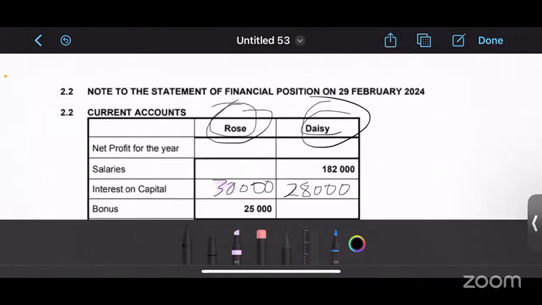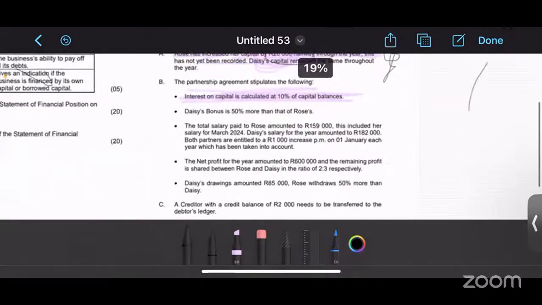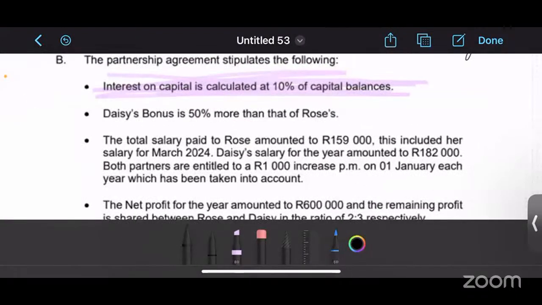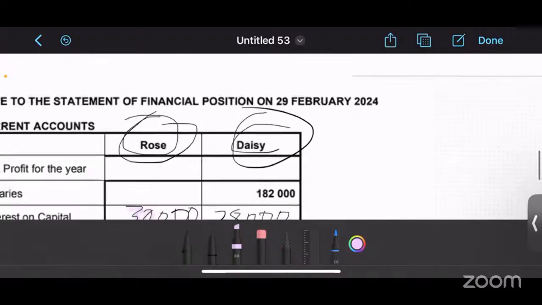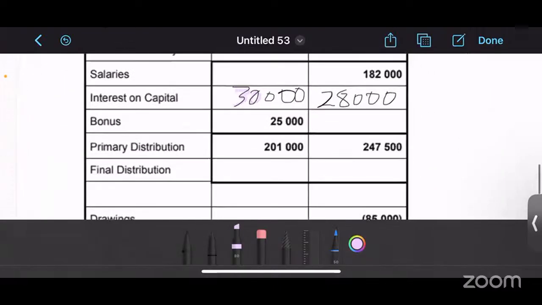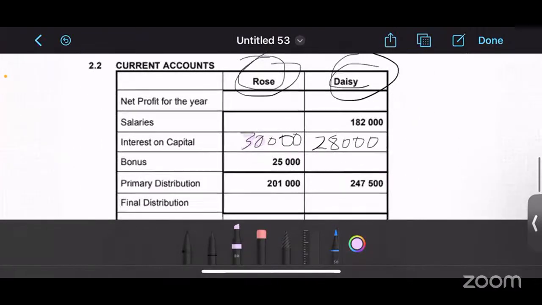Then we also have the bonus that we need to calculate. They say Daisy's bonus is 50% more than Rose's. Let's see how much Rose got for a bonus. Rose got 25,000 for bonus. How much is Daisy going to get?